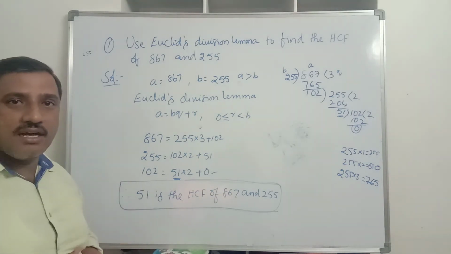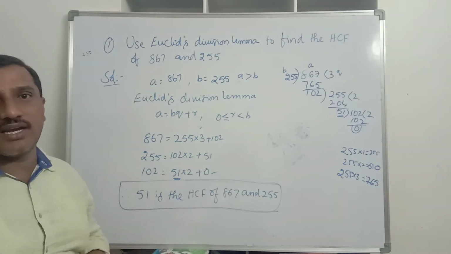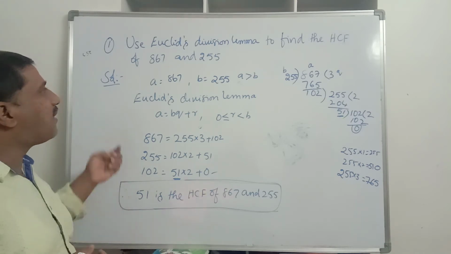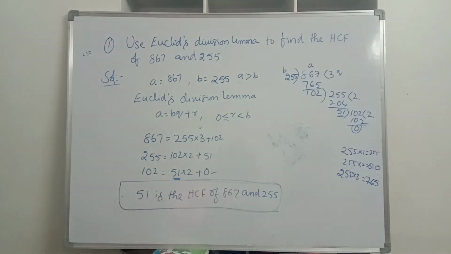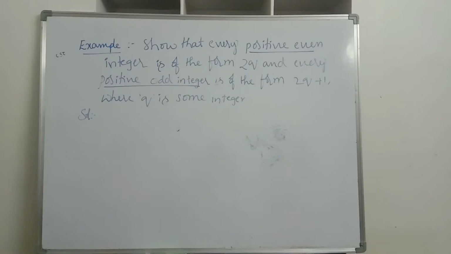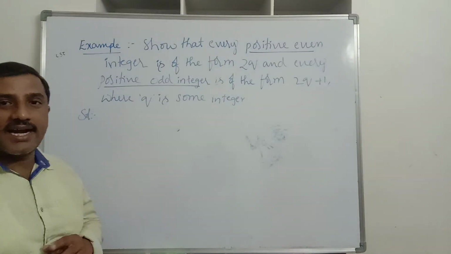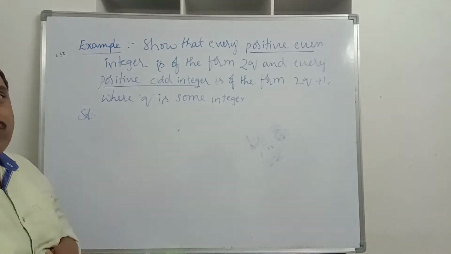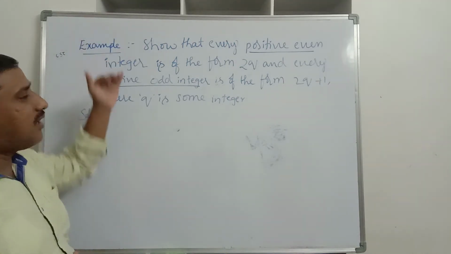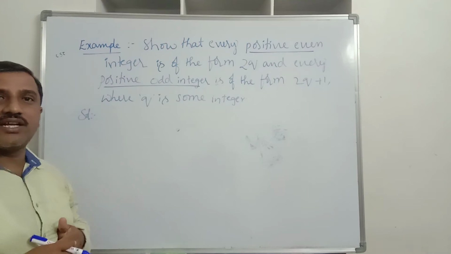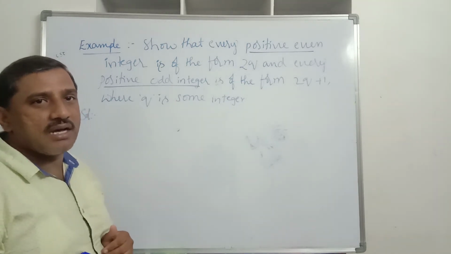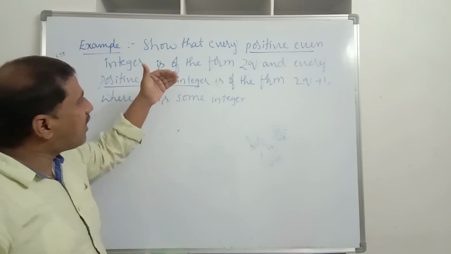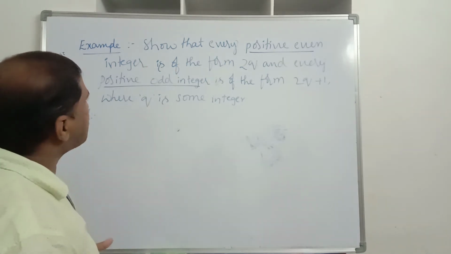Now we will discuss one more application of Euclid's division lemma to study the properties of numbers. Now we discuss the second application of Euclid's division lemma. So what is the second application? We use Euclid's division lemma to study the properties of numbers. So one such problem we are going to discuss now.